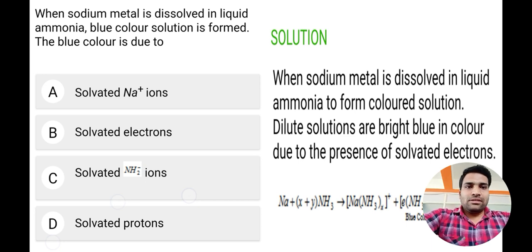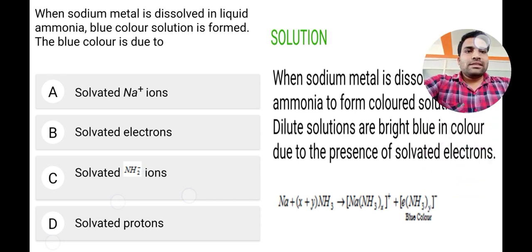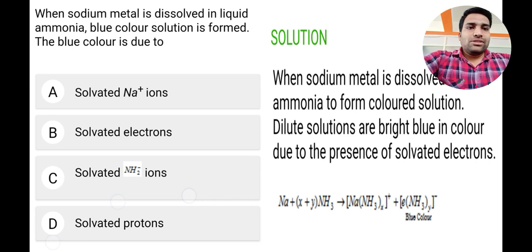For this we have some theory. When sodium metal is dissolved in ammonia to form a colored solution, dilute solutions are bright blue in color due to the presence of solvated electrons. So when Na is dissolved in NH3, it gives Na(NH3)x plus, and electrons are released. These electrons are responsible for that blue color. That's why the answer is solvated electrons, option B.